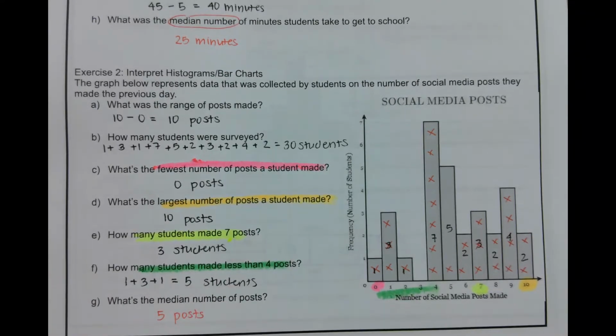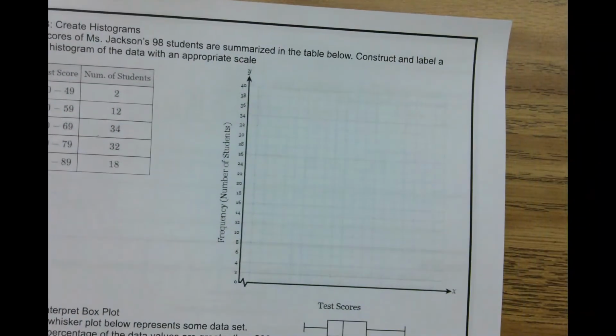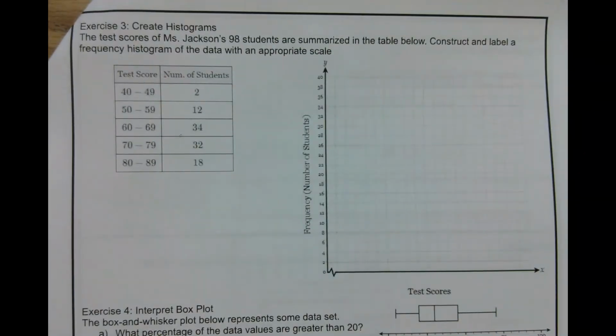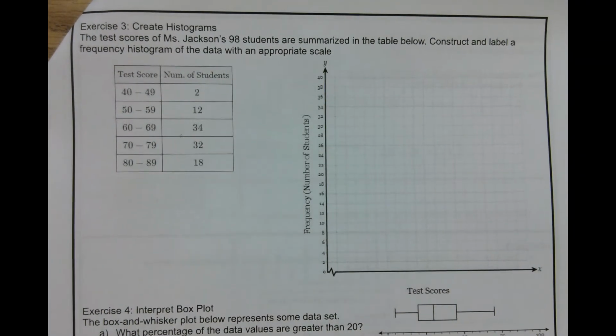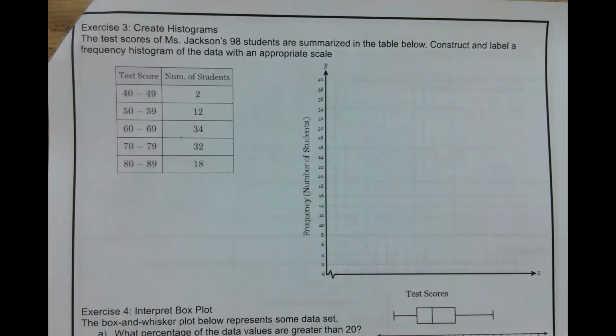Okay. So that's a histogram or a bar graph. So let's flip. Okay. Now we're going to create a histogram. So I know the one I have here printed out pretty well, but yours didn't. It's okay. That's fine. We'll just approximate. Okay. So here, the test scores of Miss Jackson's 98 students. We're going to construct and label a frequency histogram or a bar graph of the data with an appropriate scale.